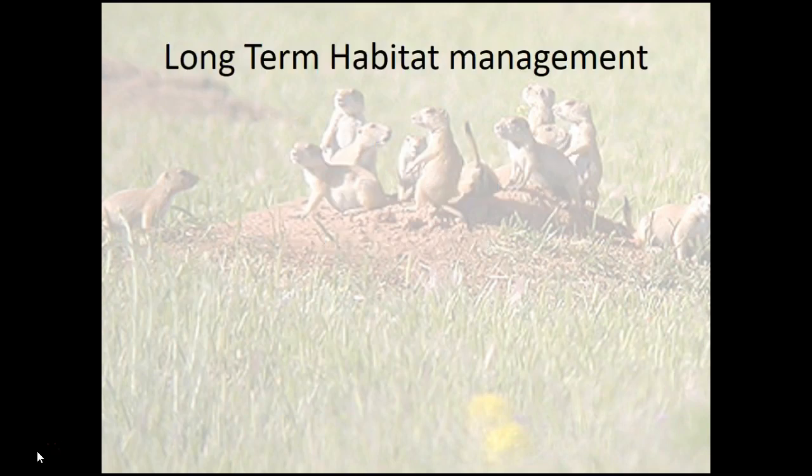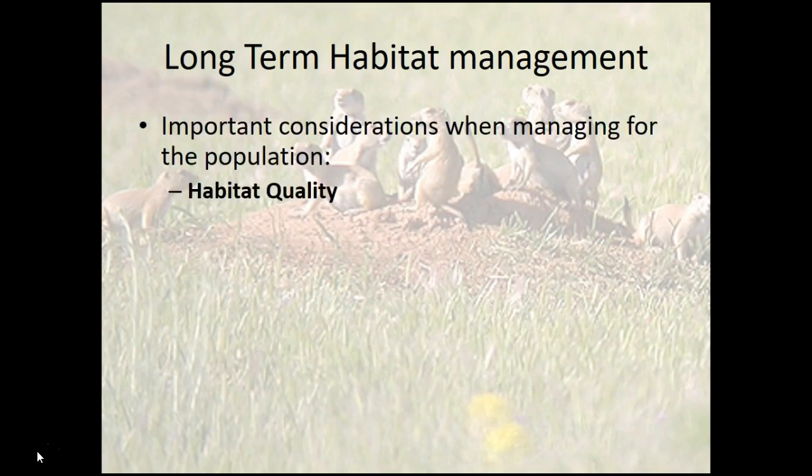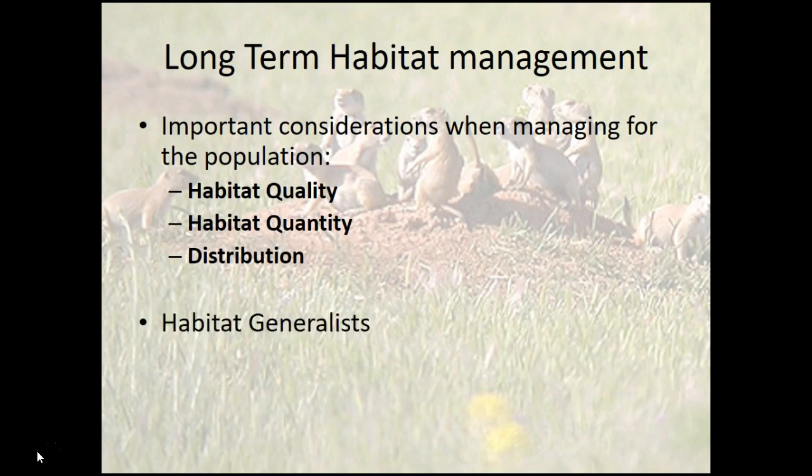The most important part of long-term habitat management is looking at three things. We're looking at habitat quality. We want to manage quality habitat for the long term. We need to have enough habitat, and those two need to go together. A little bit of quality habitat or a lot of poor quality habitat are both not going to work out long term for those populations. And then we need to look at the distribution of animals across the landscape.